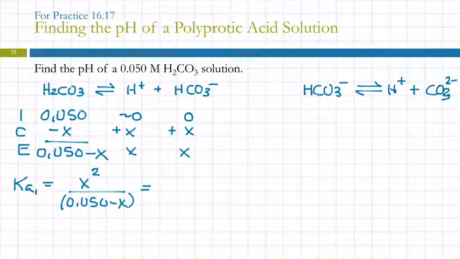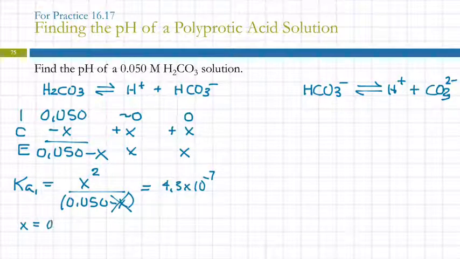This is 4.3 times 10 to the minus 7. So if we say that X is small, then we can just ignore that part right there. And so X is going to be the square root of 4.3 times 10 to the minus 7 times 0.05. So X is going to be 0.00015, or 1.5 times 10 to the minus 4.